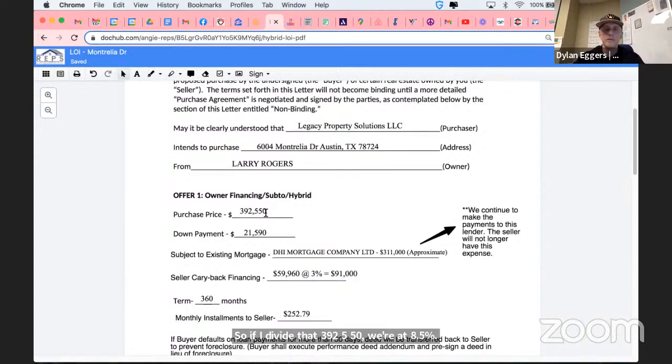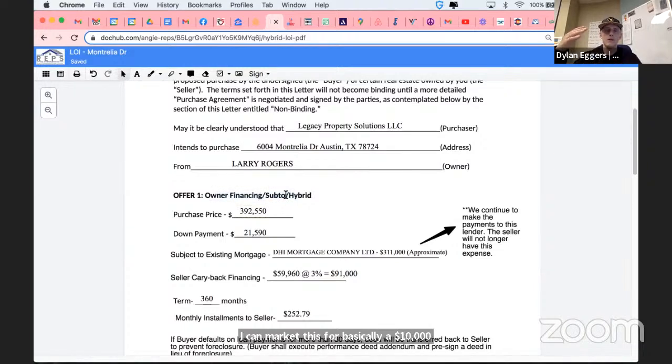So I can now market this for an assignment fee of 2.5%, and that's a total of a 10% entry, right? So what is 392,550 times 0.025? So $9,800. I can market this for basically a $10,000 assignment fee, and my buyer is going to be at an all-in of 10%.